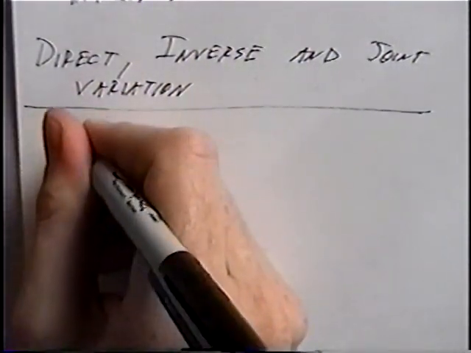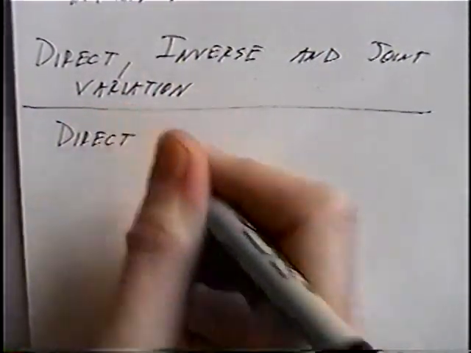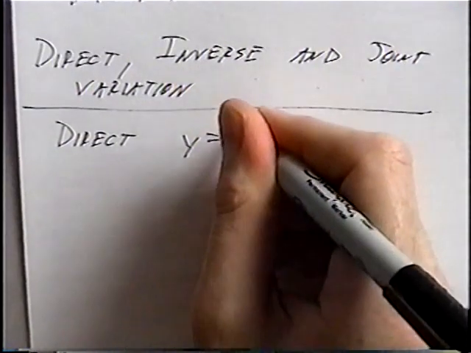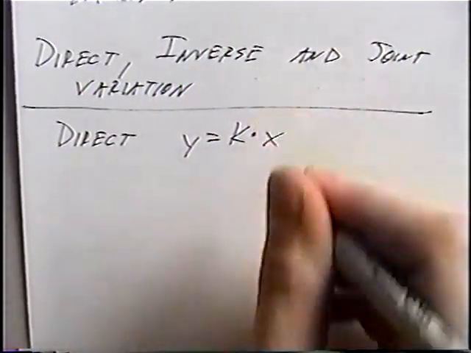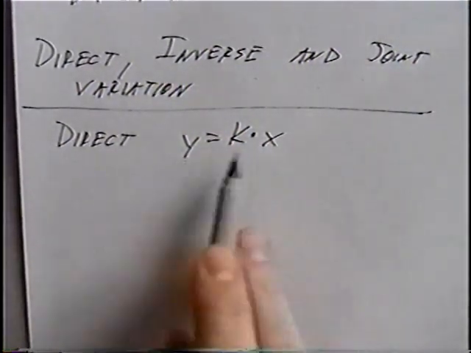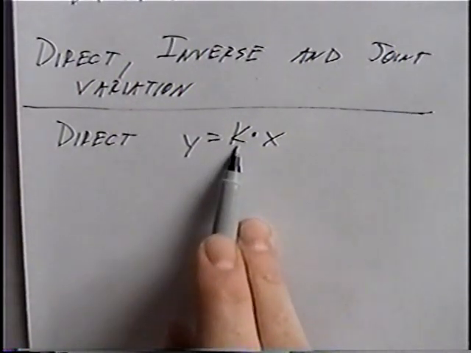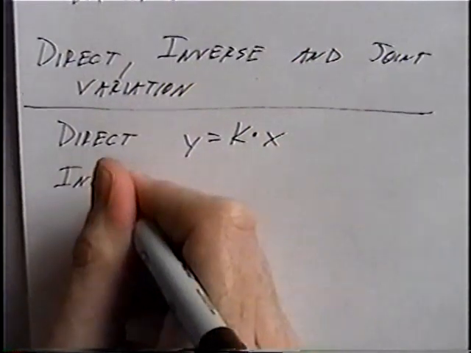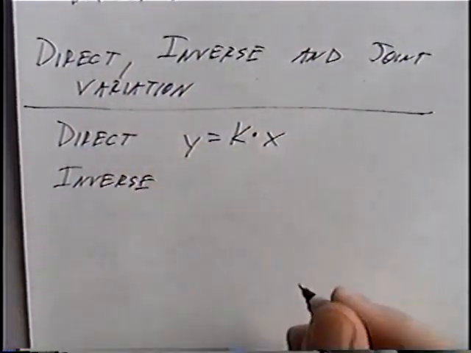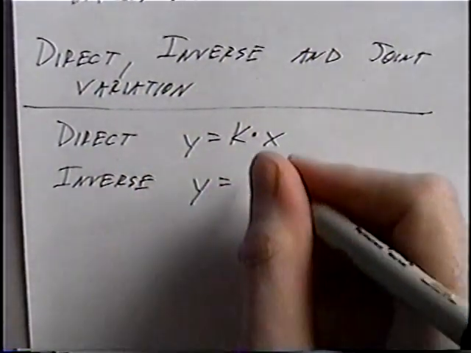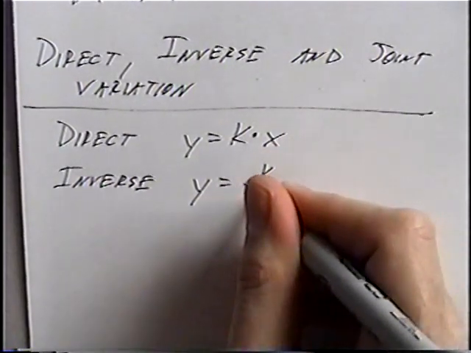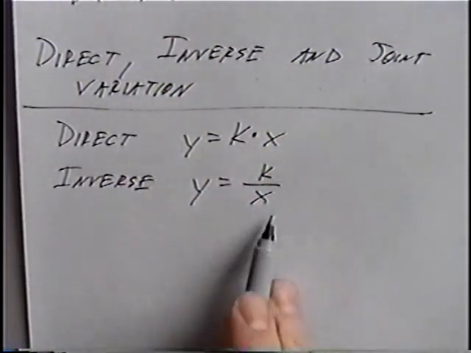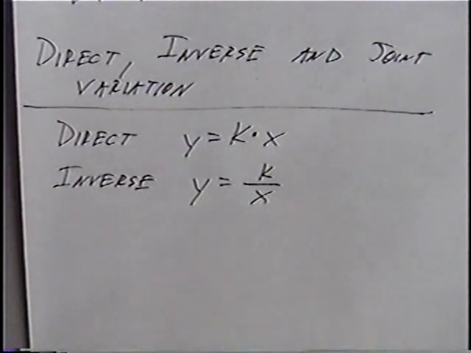Three different formulas for direct variation. The formula is y equals k times x. X and y would be variables. K would be a constant or a number. Inverse, the second type of variation. Formula would be y equals k divided by x. Again, x and y are variables. K is a constant or a number.